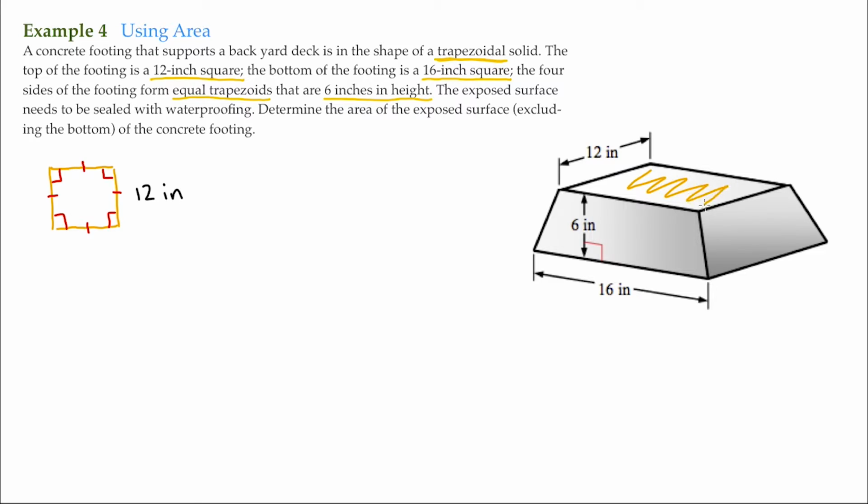This is our top. So since this is a rectangle, to find the area of a square, it's similar to finding the area of a rectangle. That's going to be the area is equal to the length times the width, and the length and width just happen to be the same. So that's going to be 12 times 12. And that's 144 square inches.